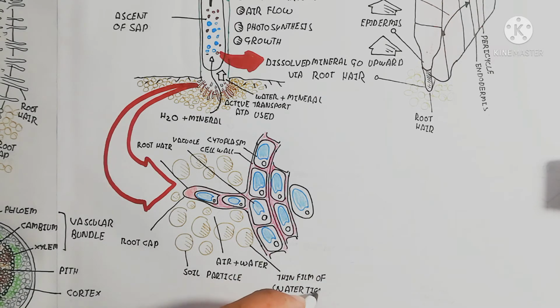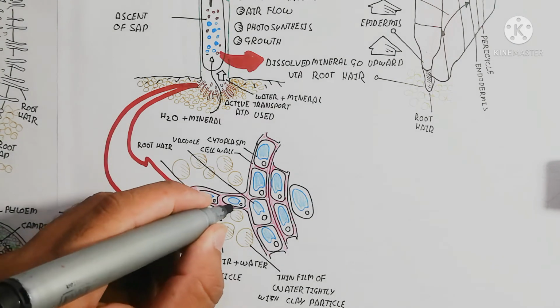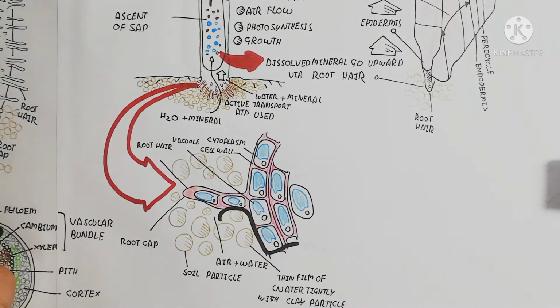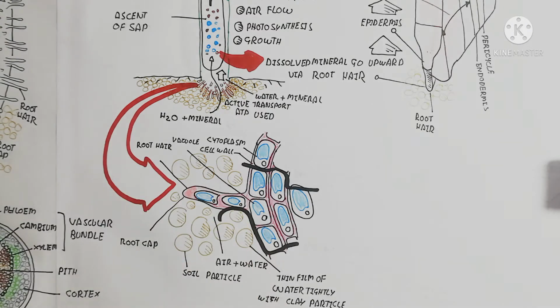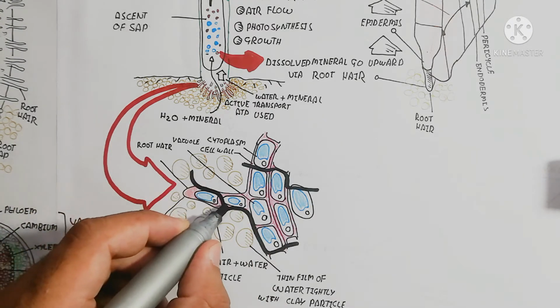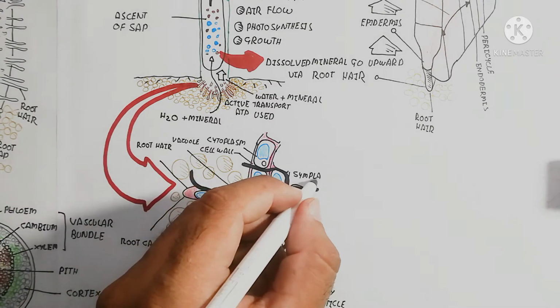The important thing is that when water moves inside, it passes through the epidermis, which is basically used as a pathway. That pathway is known as the apoplast pathway. First of all, we will discuss the symplast pathway. So this is the symplast pathway. The symplast pathway means the cell wall to cell wall movement of water.